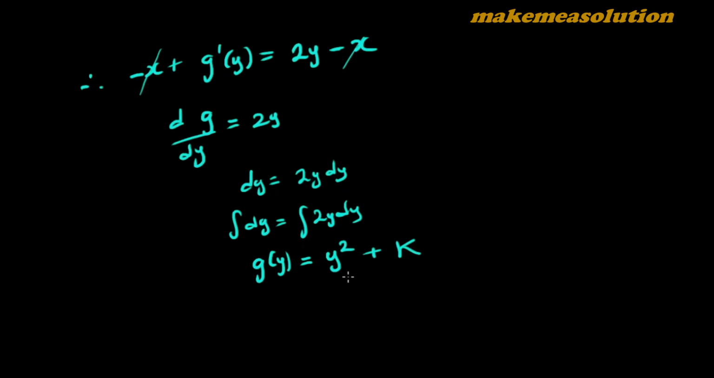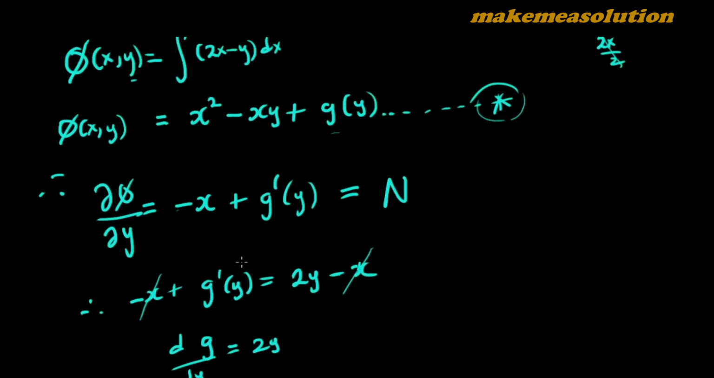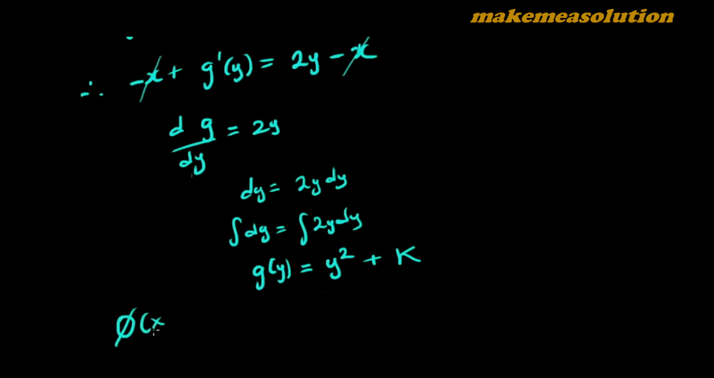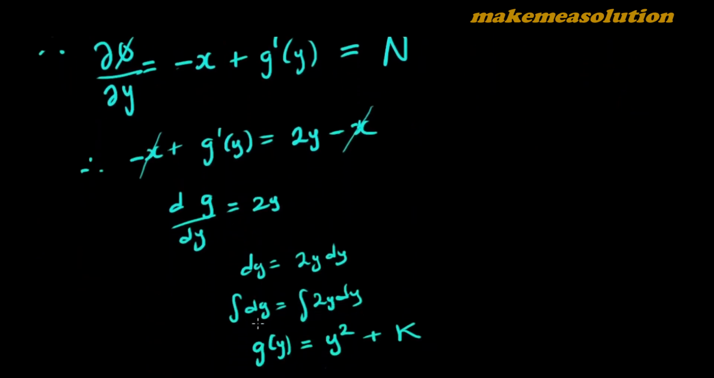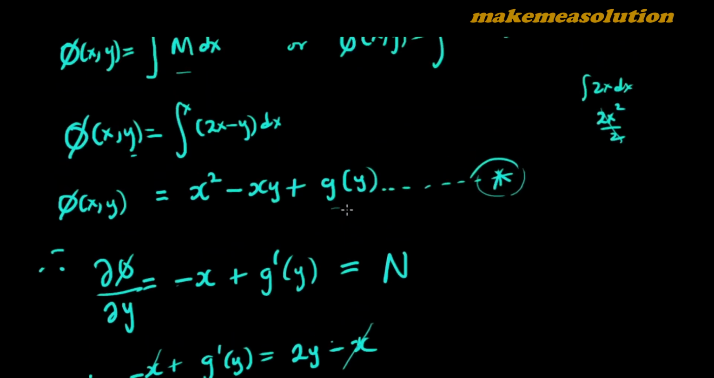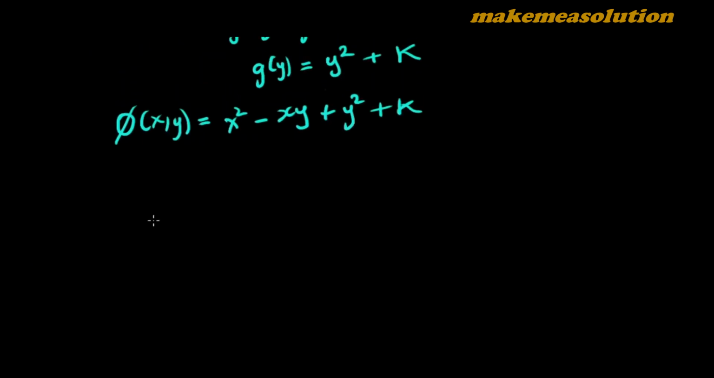Now that you've gotten the unknown function g of y, you're going to plug it back into our equation star over here, so that our phi of x comma y is going to be equal to, we had x squared minus xy plus g of y, which in our case is y squared plus k. So this is not where you're going to stop. You have to recall that our phi of x comma y is a constant function.